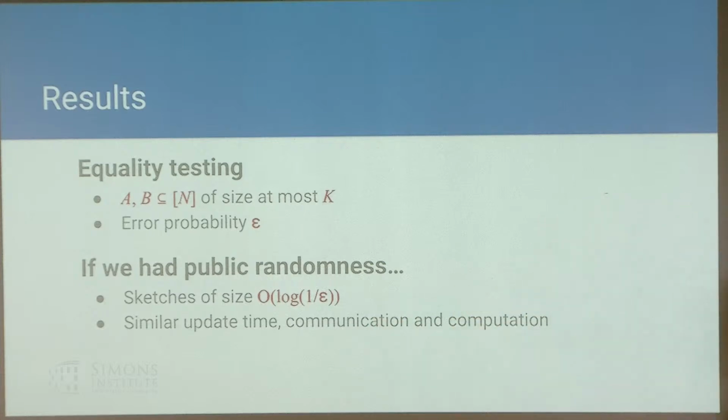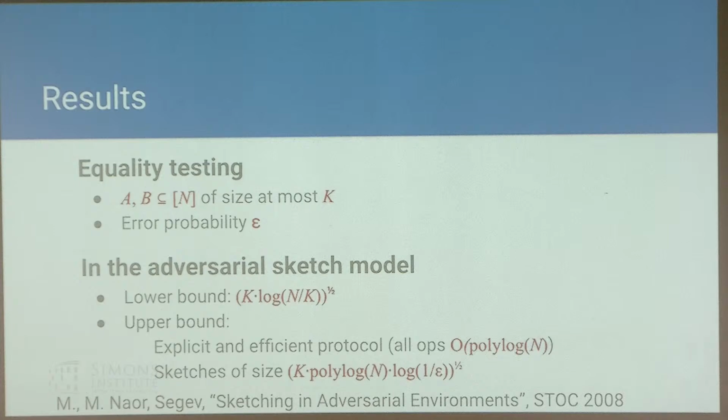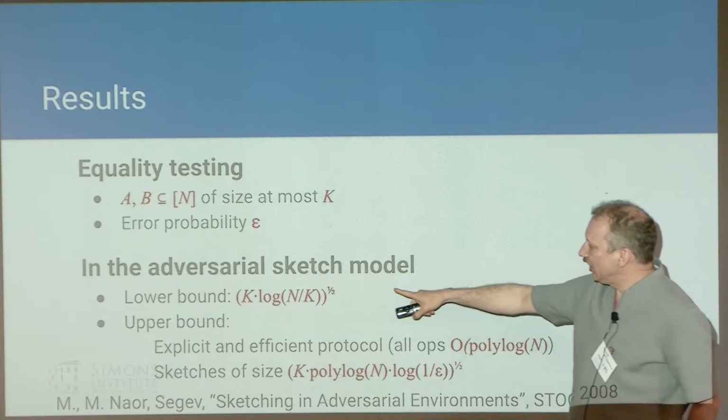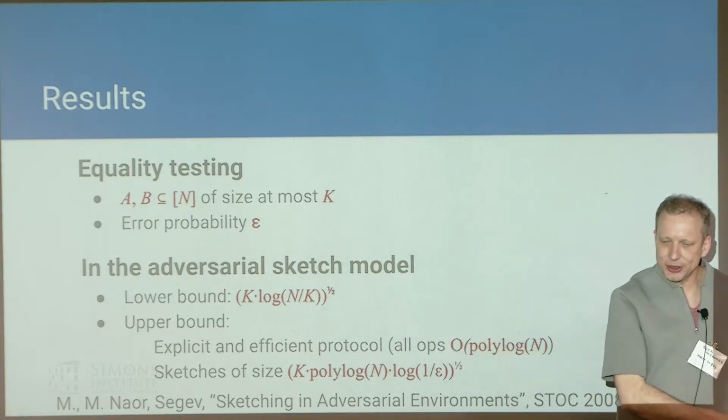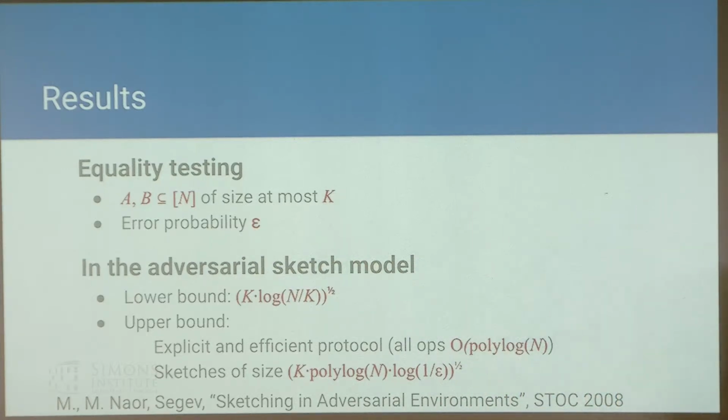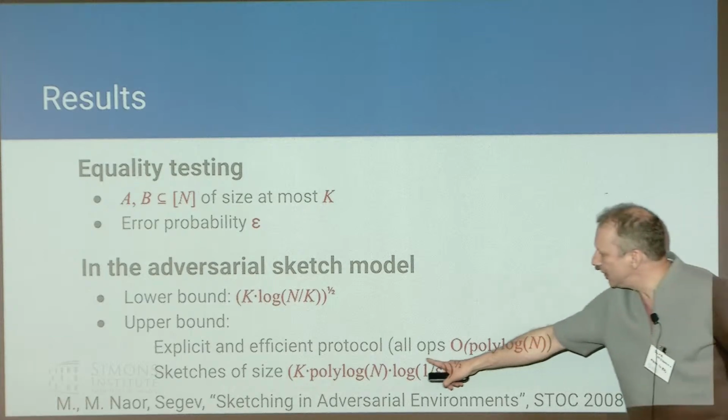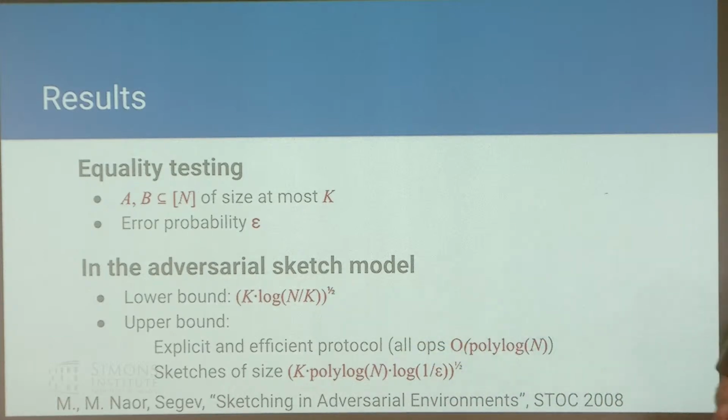So in the setting of public randomness, the answer is well known. It's extremely efficient in the error. It's independent of the size, and also the computation and all relevant properties of the algorithm are also very efficient. In the adversarial sketch model, the lower bound is actually quadratic in the size of the set. It's dramatically worse than what we can do with private randomness. And they have a matching upper bound, not exactly matching, but roughly in the right ballpark.